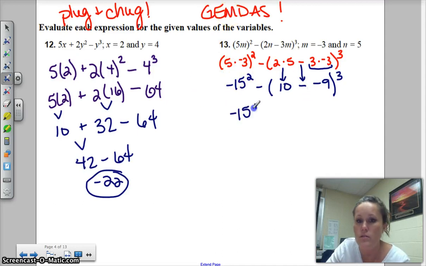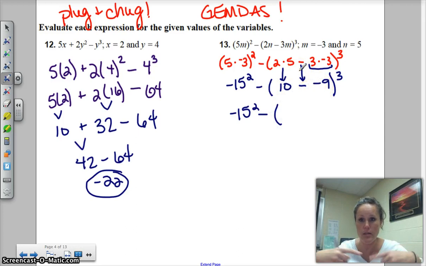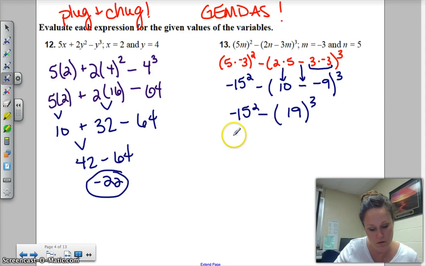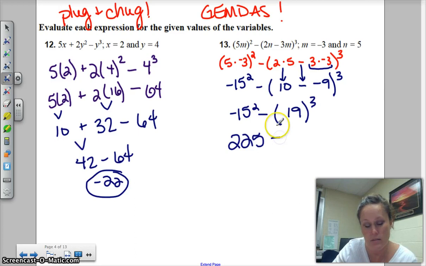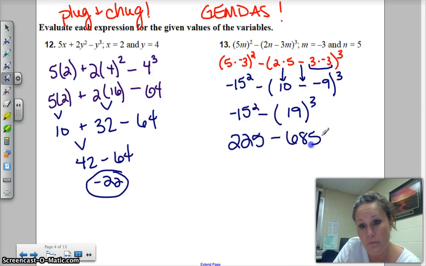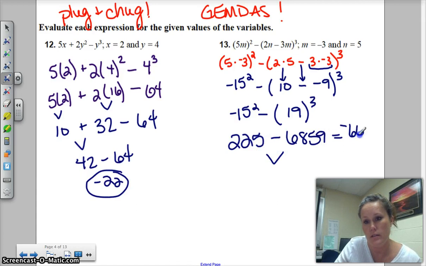Okay, negative 15 squared minus 10 minus negative 9. Minus and negative, you can't put them together, so we're going to have 10 plus positive 9 cubed. Now I'm doing exponents. Negative 15 times negative 15 is 225, minus 9 cubed is, wow, 729. Then I'm going to subtract, and I end up with negative 504. Okay?